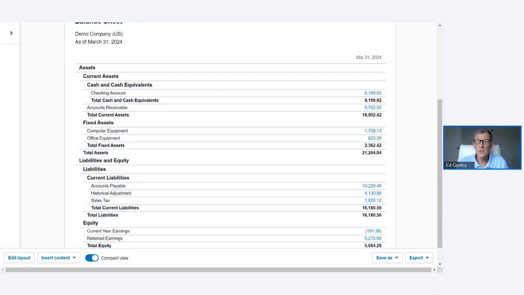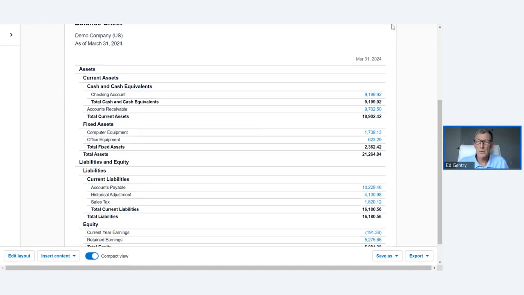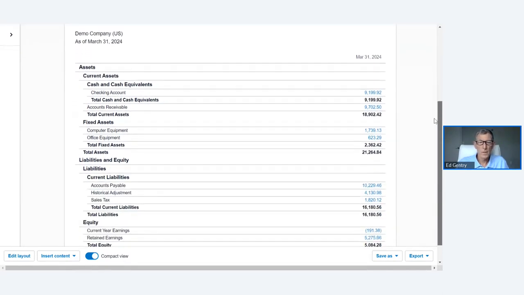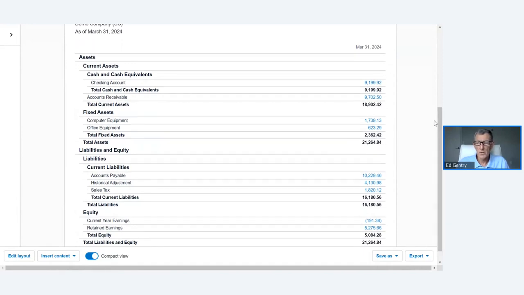So let's take a look at a balance sheet, and we'll go over some of the key components of it. So this is a sample of a balance sheet for a demo company for the first quarter of 2024. And it doesn't have all the components, but it'll give you a good idea. So let's start with the assets. And assets can be broken into, well, actually three areas: your current assets, your non-current or long-term assets, and fixed assets.